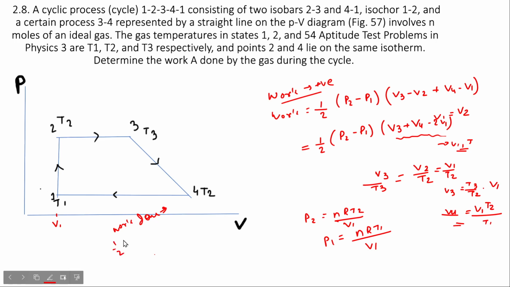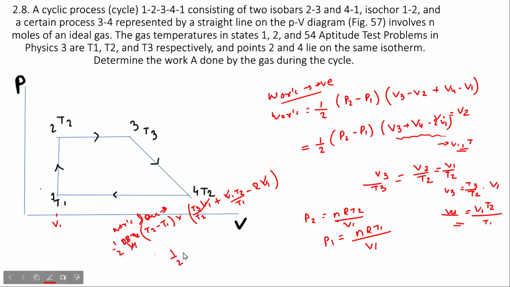All right, so now when we substitute them here, we get work done is a half. P2 is nRT2, sorry, nR by V1. It's not T2, it's T2 minus T1. All right, and for V3 we are left with T3 by T2 into V1 plus V4 is equal to V1 T2 by T1 minus 2 times V1.